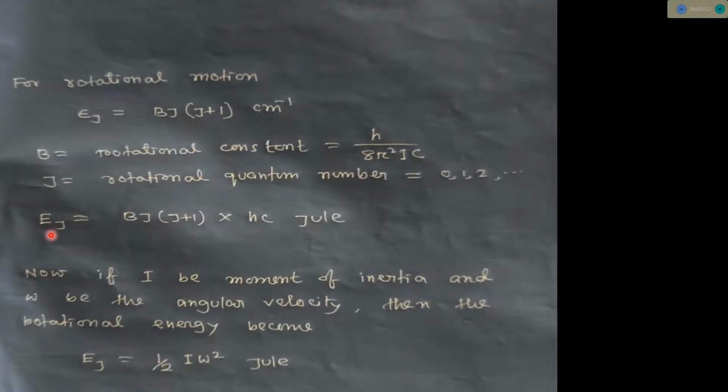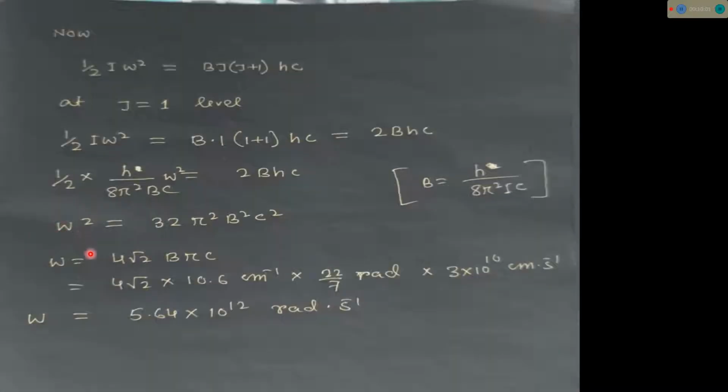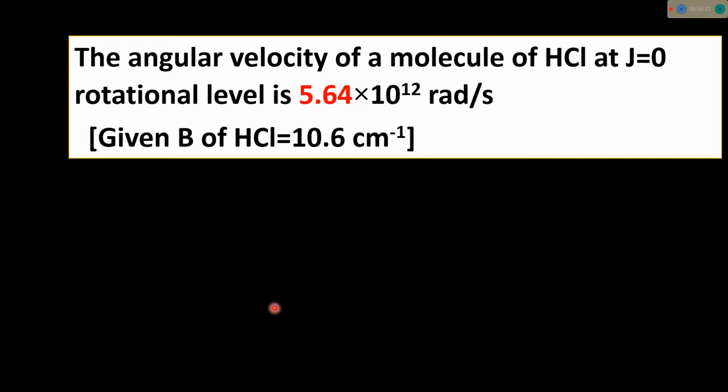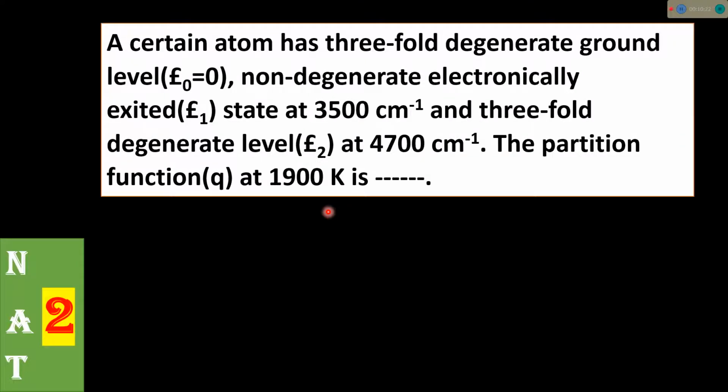So by comparing quantum mechanical and classical mechanics, at last we obtain the value of angular velocity, that is W or omega, 5.64 into 10 to the power 12 radian per second. So the correct answer is 5.64. So NAT question number 1 is done. Let's move to the next question.